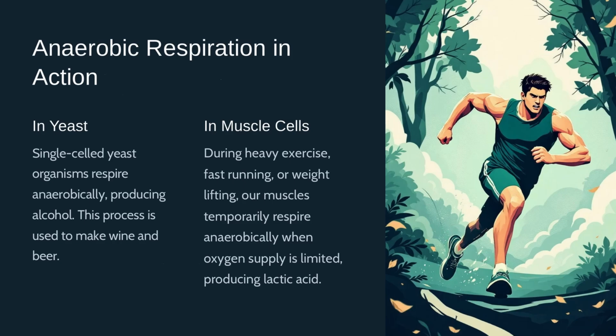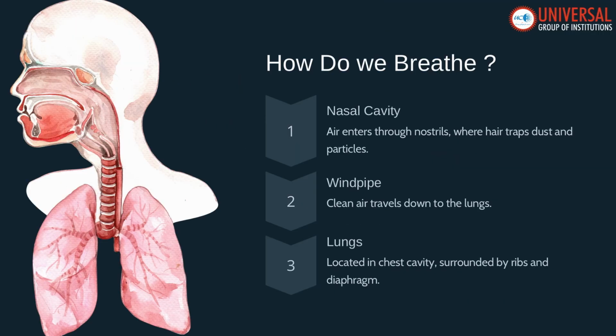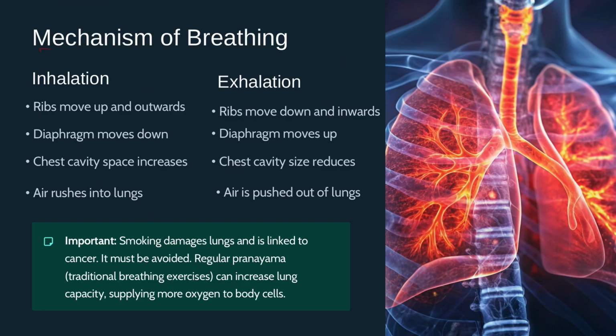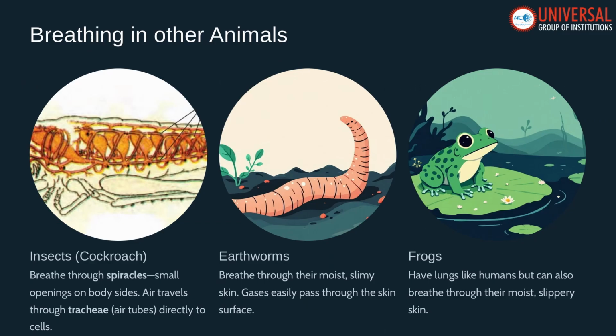And then we also came across how humans respire. We also spoke about the respiratory system of humans, where we have three major parts. One is the nasal cavity or nose, where the air enters, and then we have the windpipe, a tract where the air passes and reaches the lungs, and the third one is the lungs, which are located in the chest cavity and help in the exchange of gases. And then we also came across the mechanism of breathing, which is inhalation and exhalation. So now we'll move forward with respiration in other organisms.